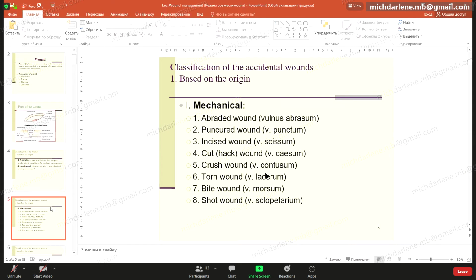If we try to classify the accidental wounds next, we speak about the first kind, the mechanical. We can classify them depending on the cause: abraded wound, punctured wound, incised, cut, crush, torn, bite, and shot. And all of these depend maybe on the traumatic body.